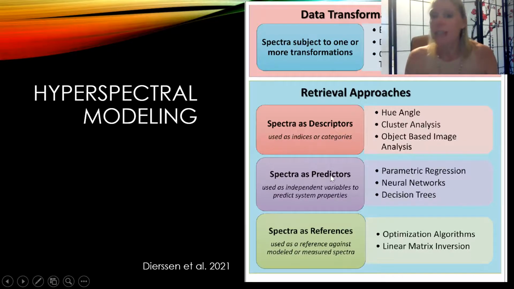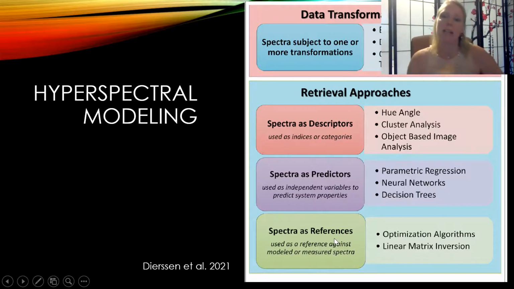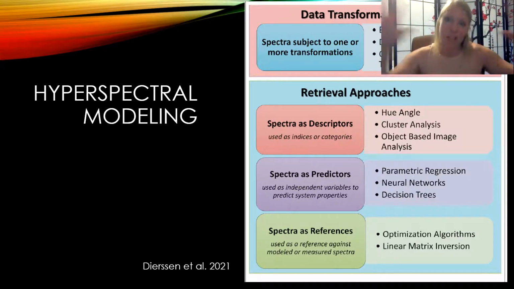We also have neural nets now that can pick out many more patterns and have been doing better jobs in complex waters, and decision trees. And then we also have a long history of using the spectra as references, meaning we try to match that spectra using a model. We often call that a semi-analytical algorithm, but there are also different linear matrix inversion algorithms and optimization algorithms, and all this computational power has been associated with our measurements in the ocean.